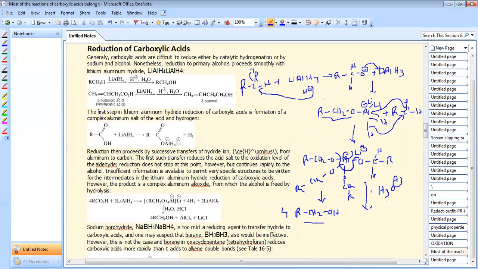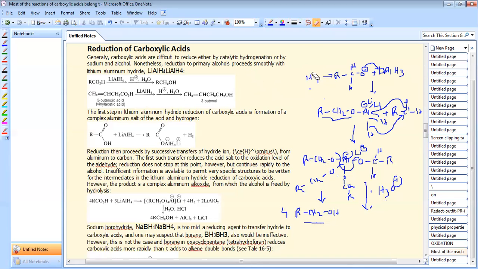So if you want to reduce only the carbonyl compound or carboxylic functional group, then we can go with lithium aluminum hydride or sodium borohydride. But if you want to reduce both, then these are not capable enough. At that time we need to go for another reagent, that is BH3. BH3 has the tendency to reduce the COOH group as well as this alkene part. Okay, so this is about the reduction of carboxylic acid.